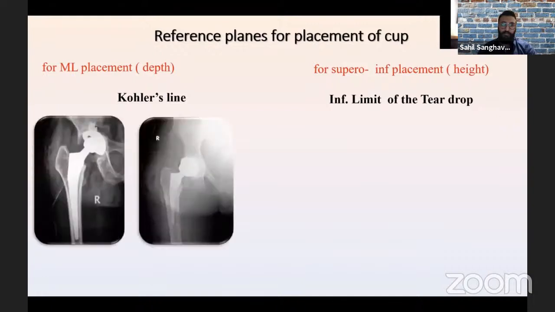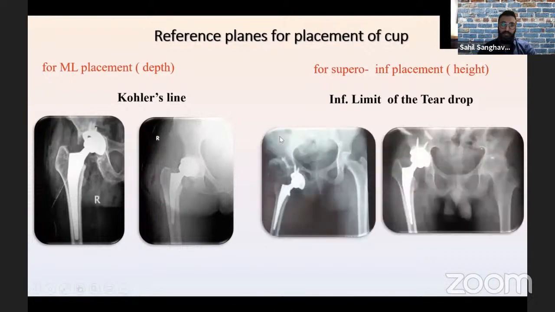You can see here, on the left side, a cup that is far inside, much deeper to the Köhler's line, so it's a very deep cup. Here's a cup that is more superficial to the Köhler's line, so it's a very superficial socket. And here you see the height of the socket placement. Here you can see a very inferiorly placed socket, much below the inferior limit of the teardrop. And here you see a superiorly placed socket, which is above. The inferior edge of the socket is much above the level of the inferior limit of the teardrop.